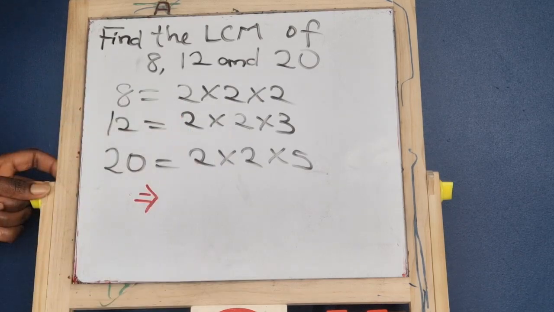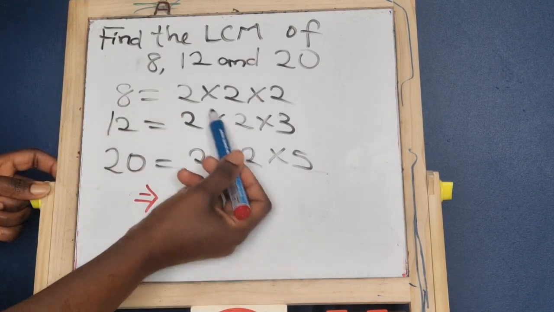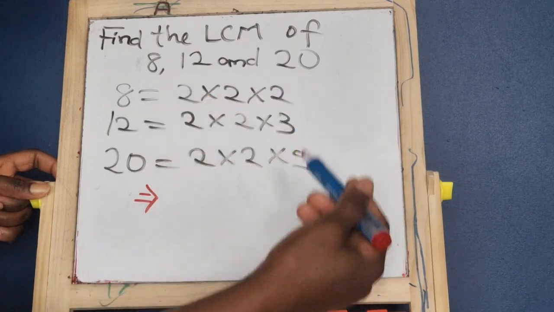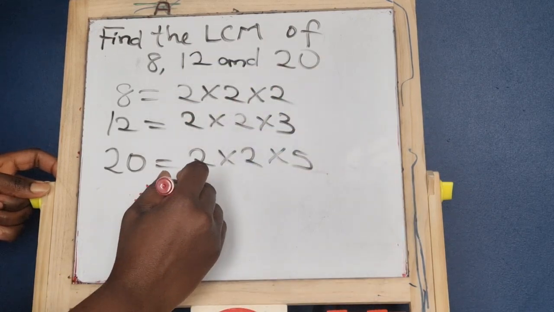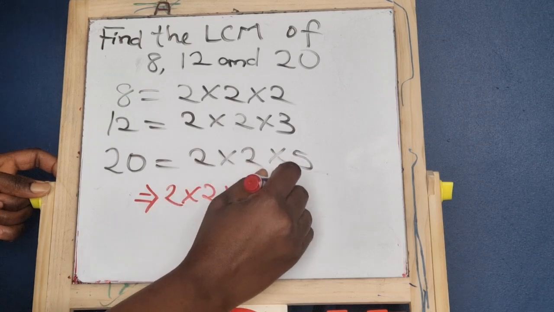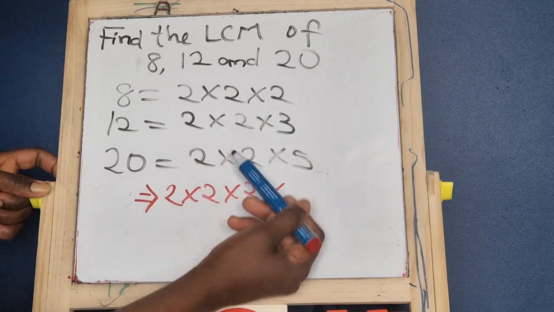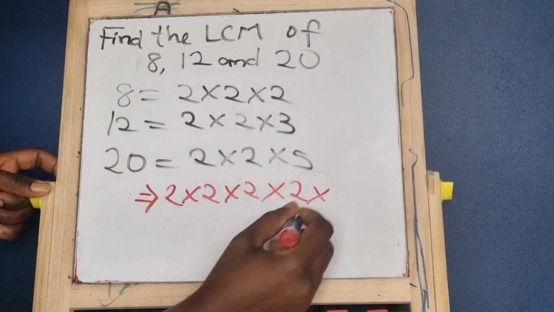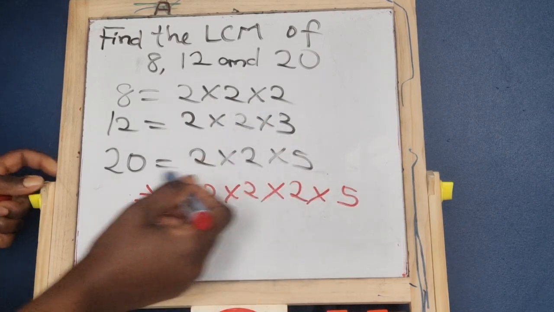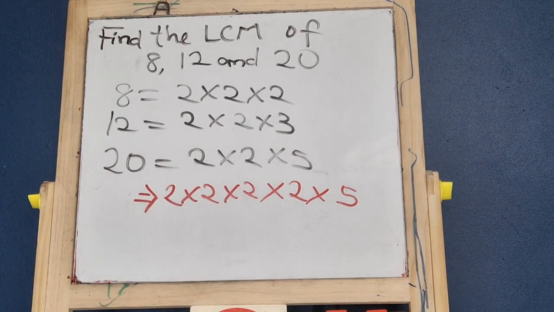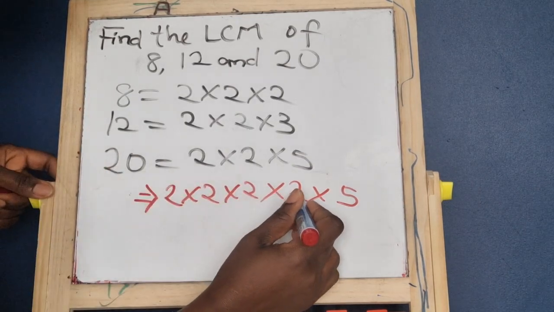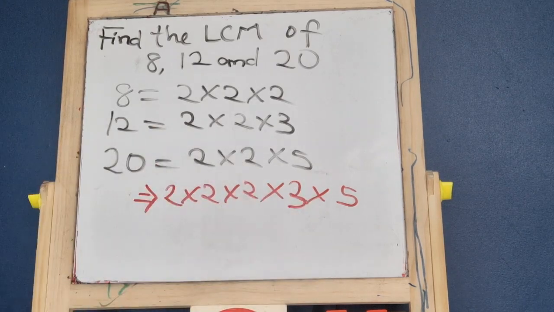How many times does the 2 appear? It appears 2 times here, it appears 2 times here, but it appears 3 times here. So we'll select 2 in 3 places. That will be 2 times 2 times 2. Then what's the next number? 3. How many times did it appear? It appeared once here. It didn't appear here, it didn't appear here. Then we select it once. Then 5 appears once. So you select the maximum number of times that each factor appears.